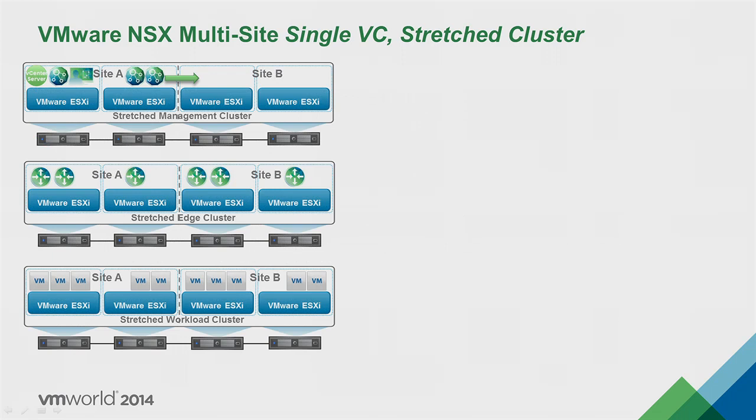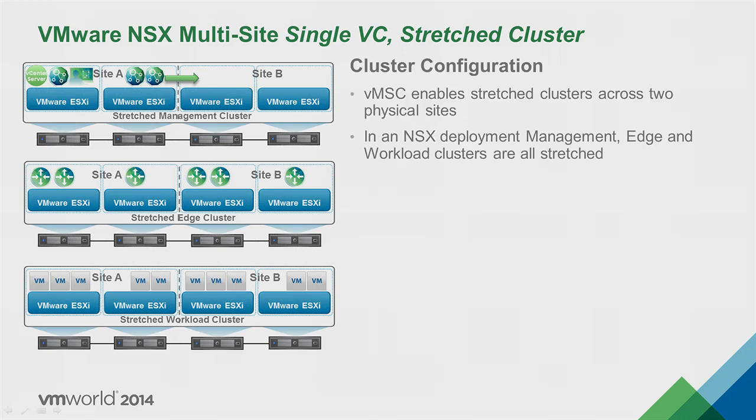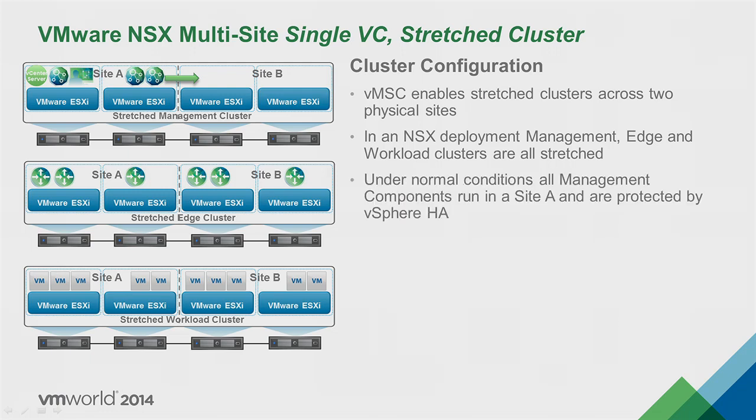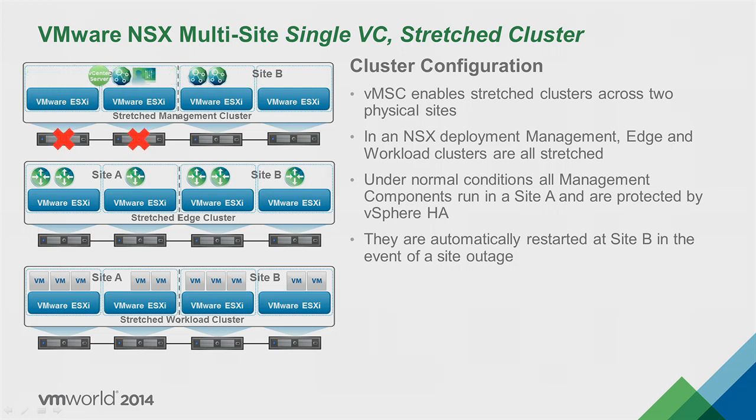Okay, so now I'm going to cover the cluster detail in our stretch cluster scenario. As we said, Metro storage cluster enables our stretch clusters across 2 physical sites. In an NSX deployment, all of our clusters will be stretched. And under normal conditions, all of the management components will run active in a single site. That means that these components, because they're protected by vSphere HA, would automatically be restarted over at site B in the event of a failure.